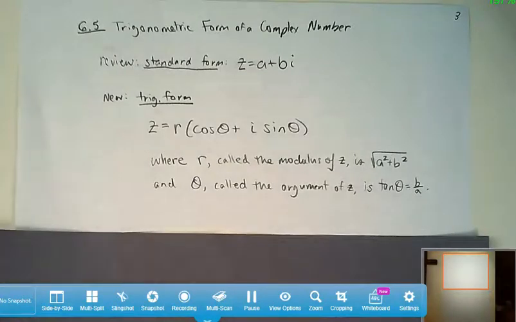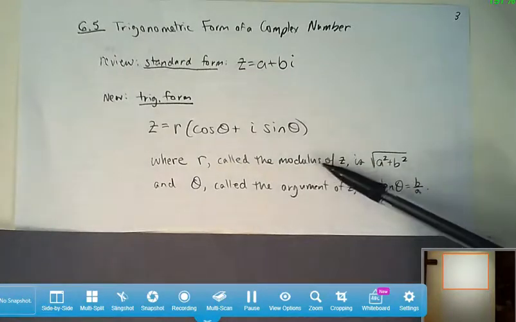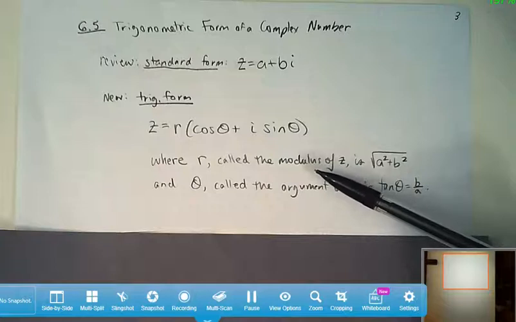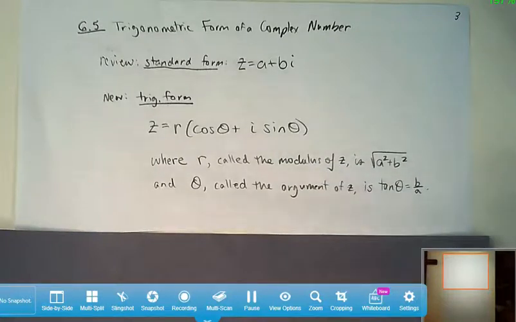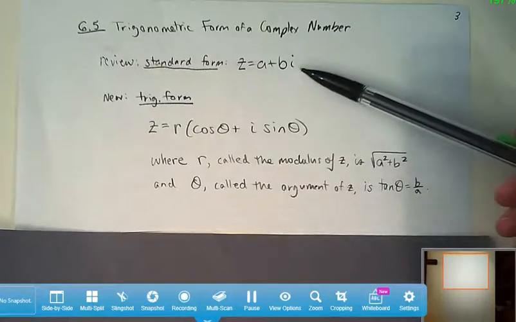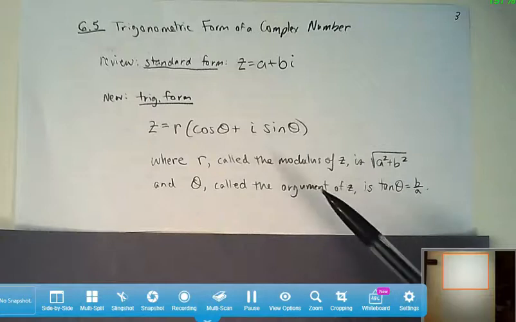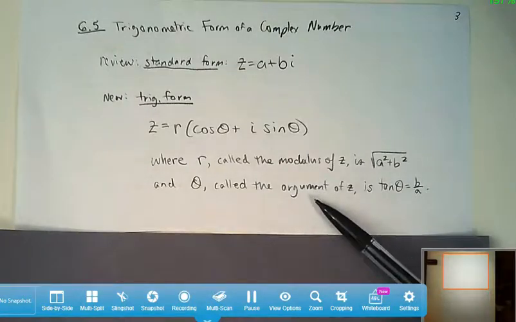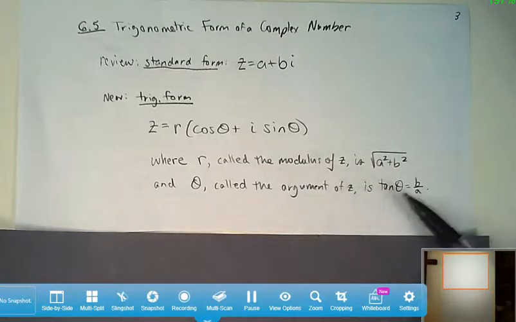R is called the modulus of z. That's a vocab word that I want to expose you to, but I really won't be using in the lessons. And the modulus of z is going to be the square root of a squared plus b squared, which should look familiar. It's just the absolute value of this complex number. And theta is called the argument. Again, I want to expose you to that word, but I actually won't be using that word. I'll just call it theta. And to find theta, we're going to be using tangent, and tangent is going to be b over a.